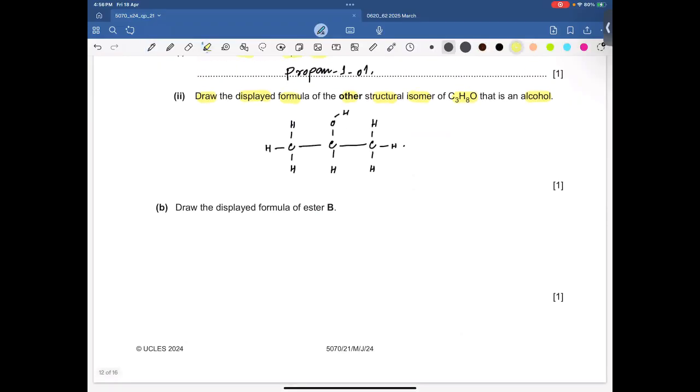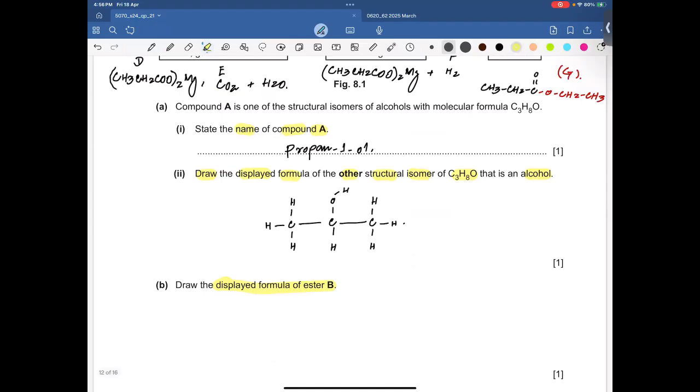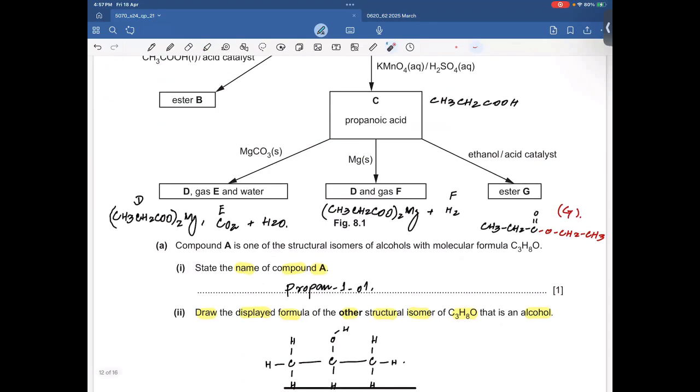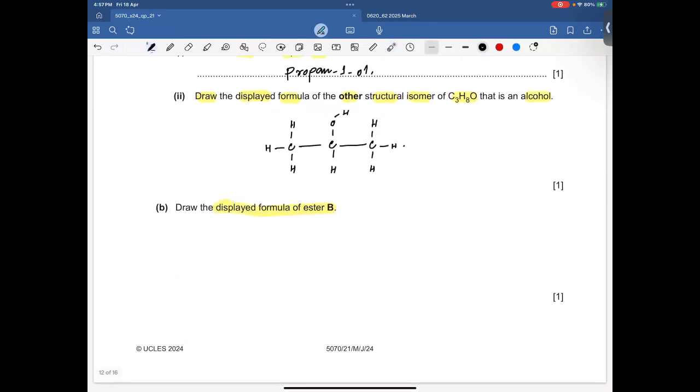Okay. Draw the displayed formula of ester B. This is your ester B. We need to draw the structure. CH3, C double bond oxygen, single bond oxygen. This is the acid part. Let me write the alcohol part. Alcohol is propanol. So I'm going to write 3 carbon atoms here.